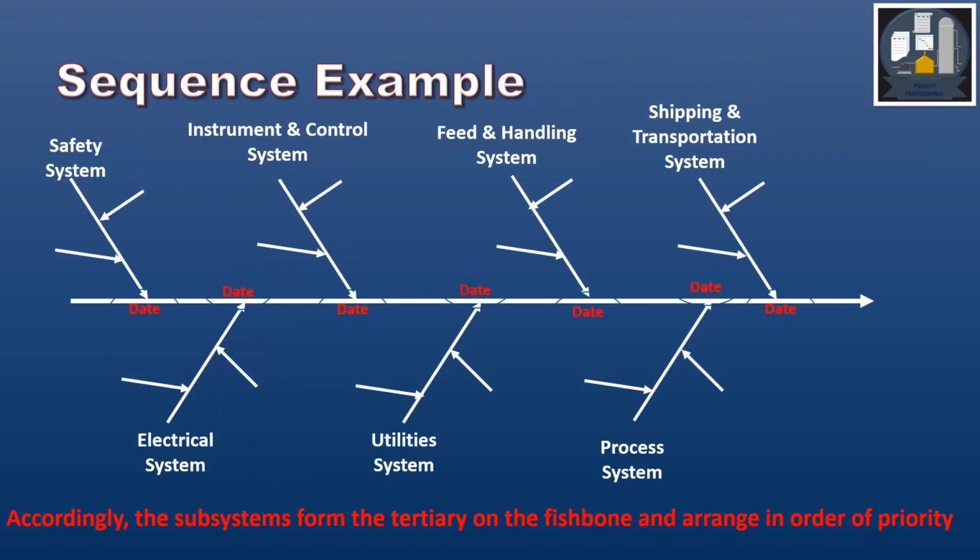Sequence example is like this fishbone, which says that we have to complete safety system, then electrical system, then instrument control, then utilities, feed and handling system, process system, then shipping and transport. It varies from project to project and depends on the type of project, etc.